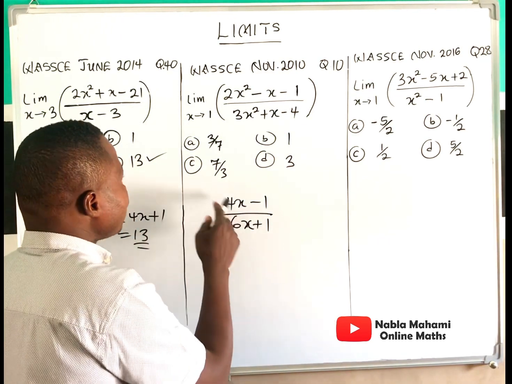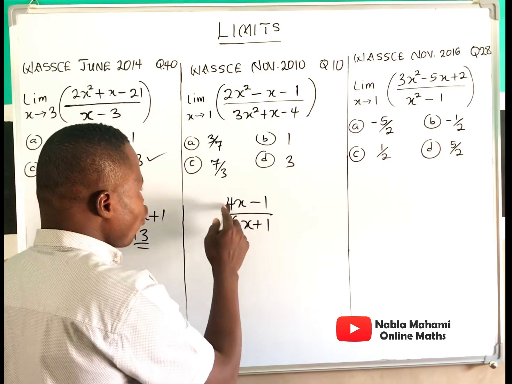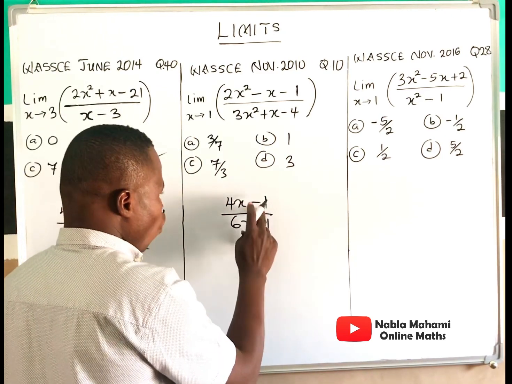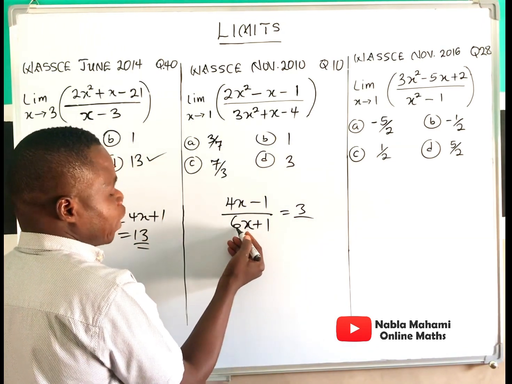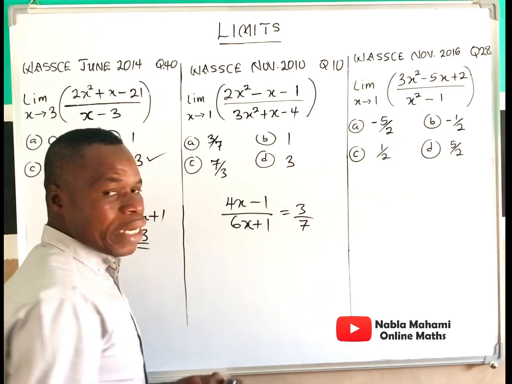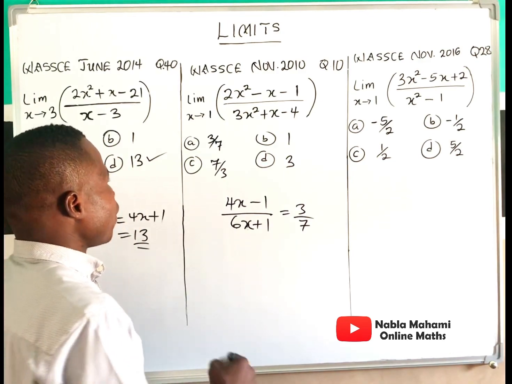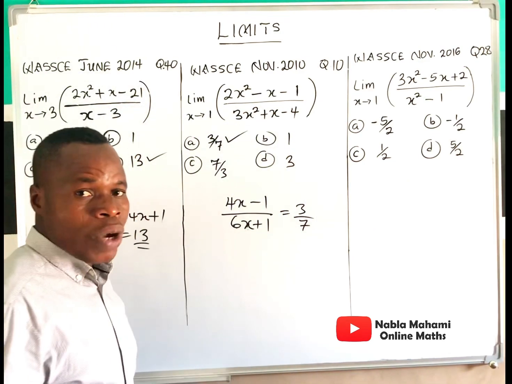So whatever I see x, I'm now putting 1. 4 times 1 is 4, 4 minus 1 is 3. In the denominator, 1 times 6 is 6, 6 plus 1 is 7. So the right answer is 3 over 7, which is A. You go and shade that one.